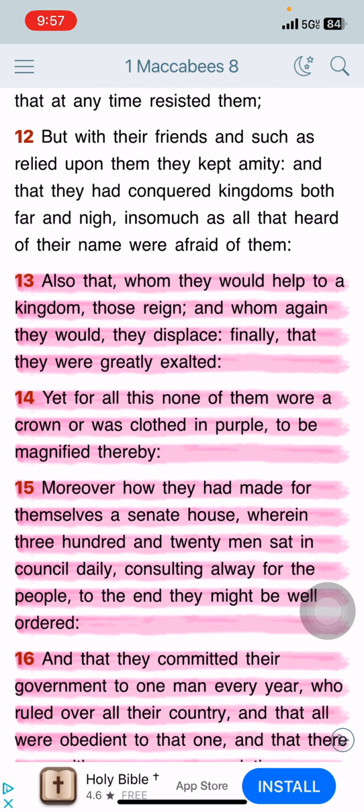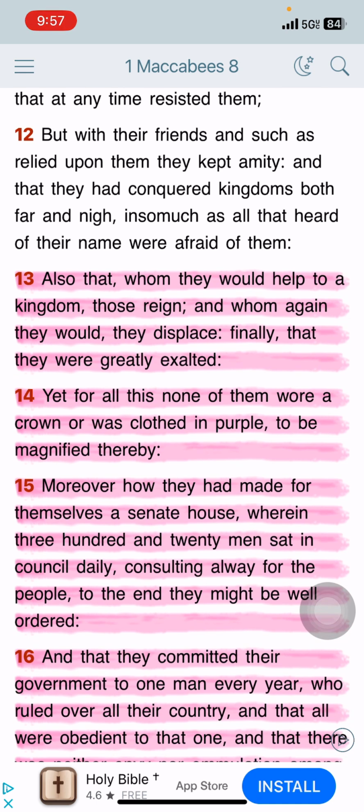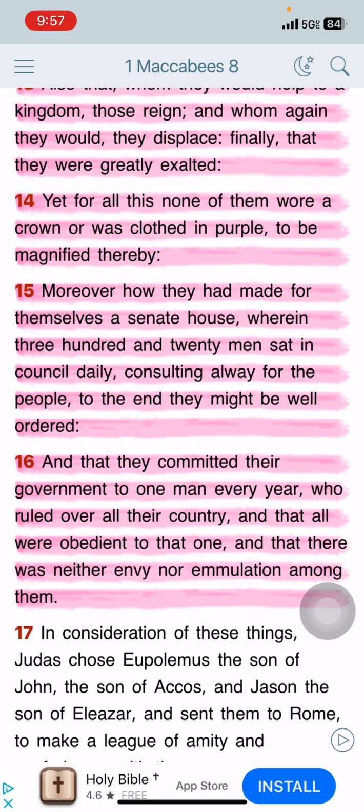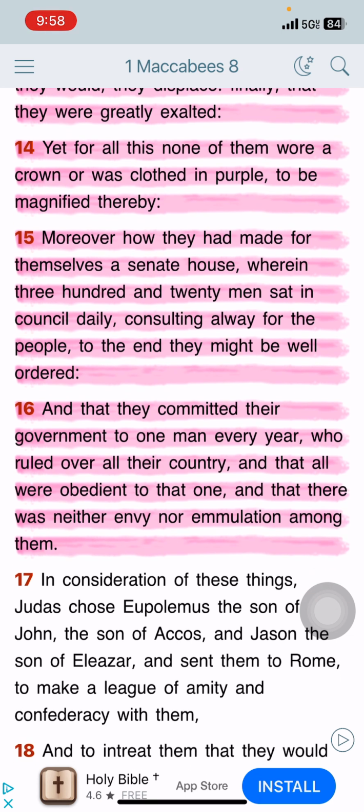I'm gonna start at verse 12. It says, "But with their friends and such as relied upon them, they kept amity, and that they had conquered kingdoms both far and nigh, insomuch as all that heard of their name were afraid of them. See, it says also that whom they would help to a kingdom, those reign, and whom again they displace. Finally, that they were greatly exalted. Yet for all this, none of them wore a crown or was clothed in purple, to be magnified thereby.